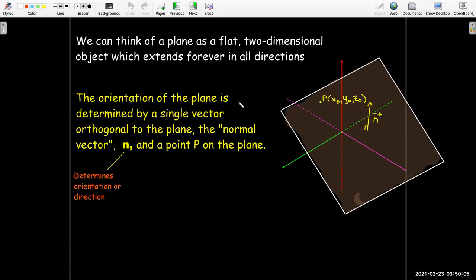So I can distinguish a plane by two things, its orientation or direction and its location. To determine its orientation, we just need a vector which is perpendicular or orthogonal to the plane. And what that means is that any vector whose head and tail lies in the plane would be orthogonal to this normal vector n. And then of course we need a point on the plane to fix it in a particular location. So our normal vector determines the orientation and the fixed point determines its position.